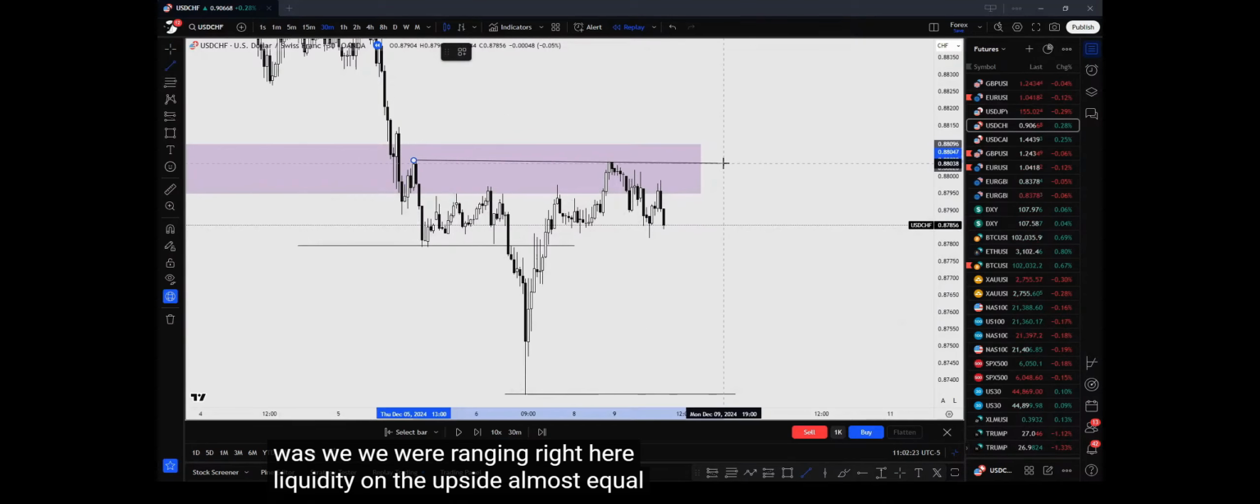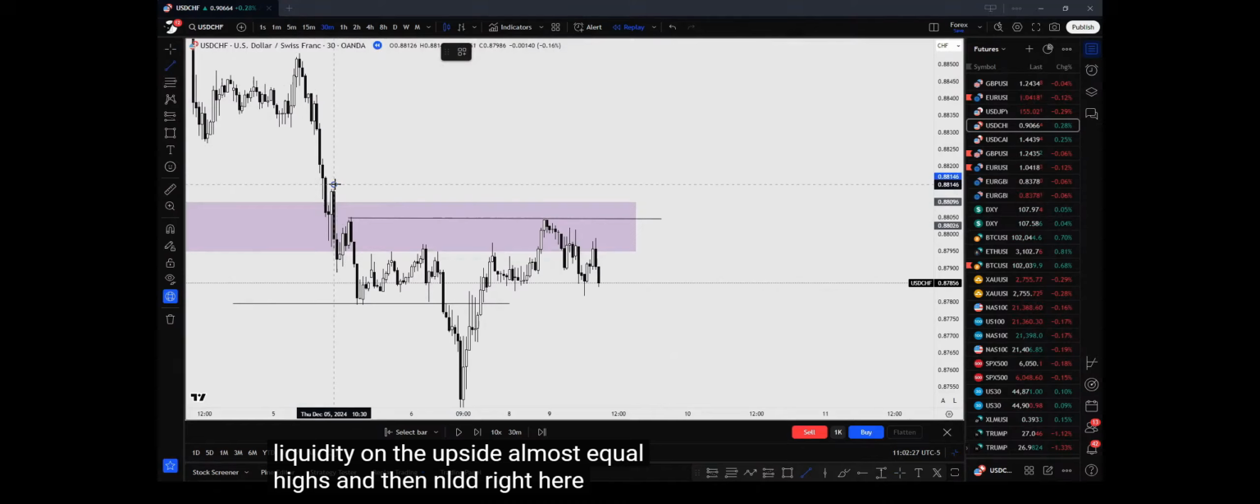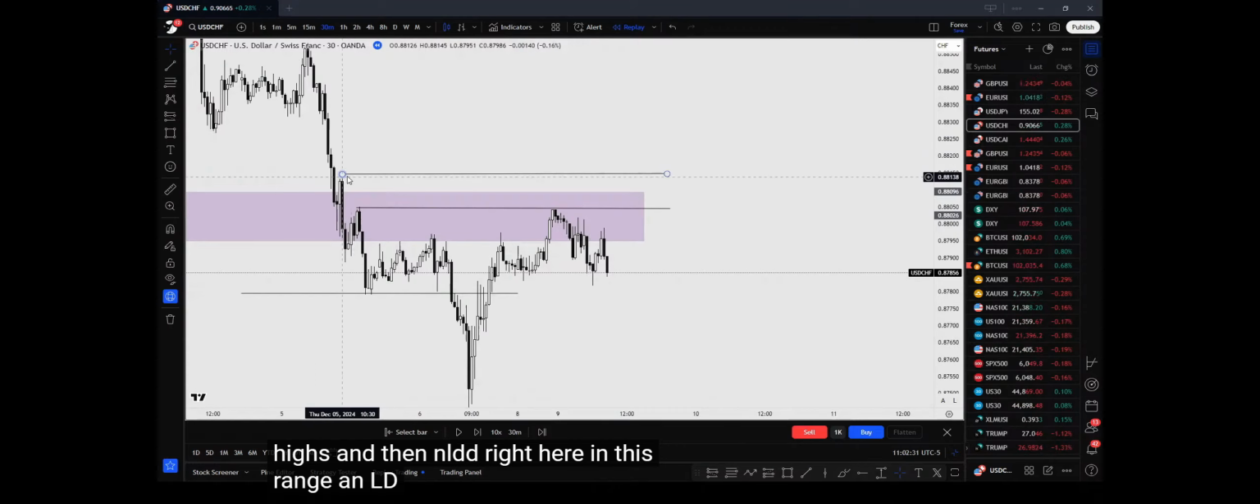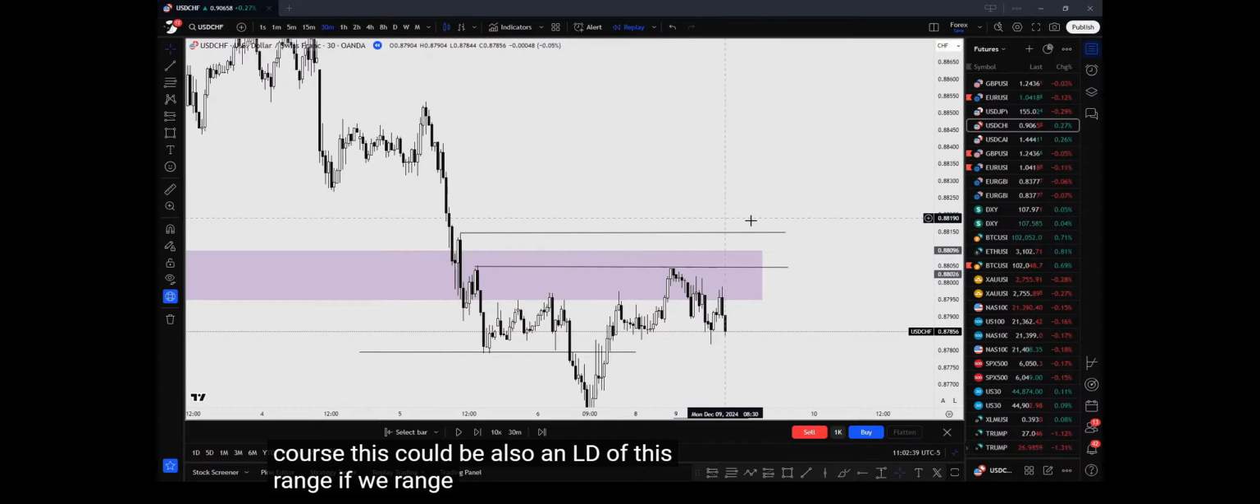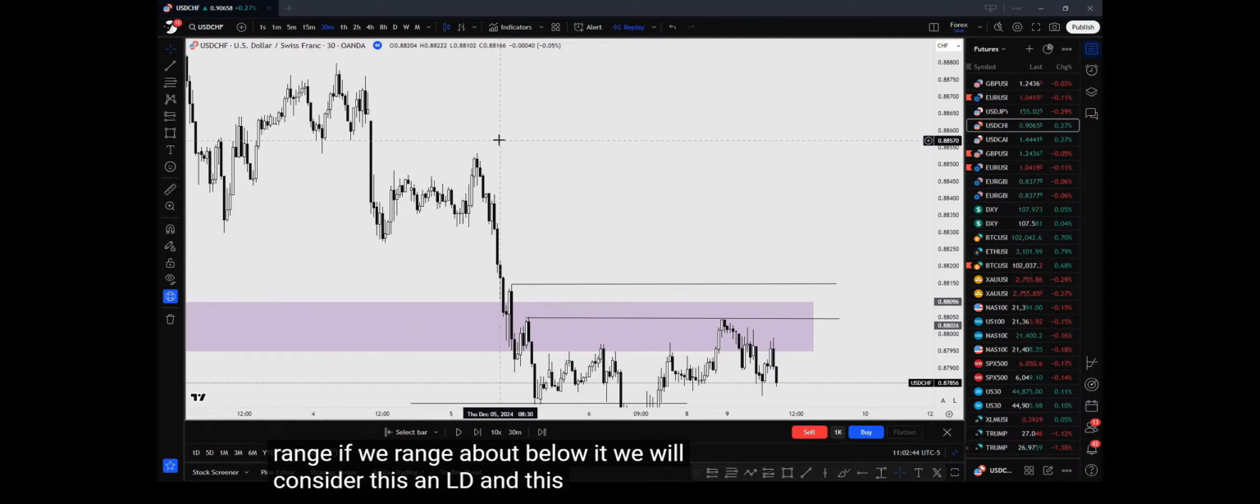Liquidity on the upside, almost equal highs. And then NLD right here in this range. NLD relevant to this area. But of course, this could also be an LD of this range. If we range below it, we will consider this NLD and this as a swing high.